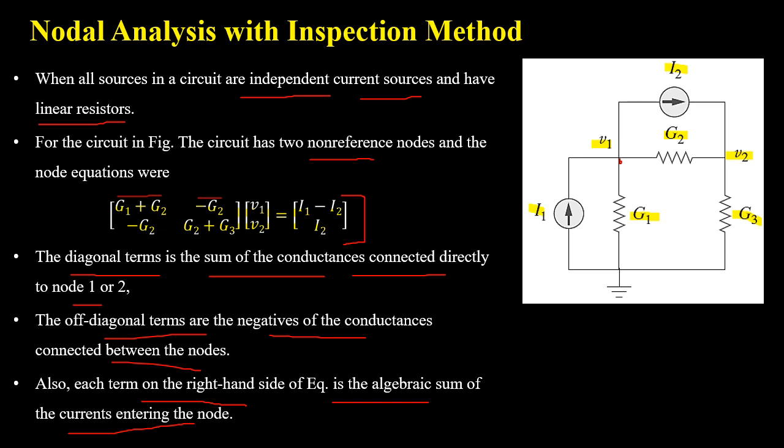Now if you look at the second equation, all the conductances connected directly to node 2 are G2 plus G3, where G2 is again common between node 1 and node 2, and the only current entering node 2 is I2.